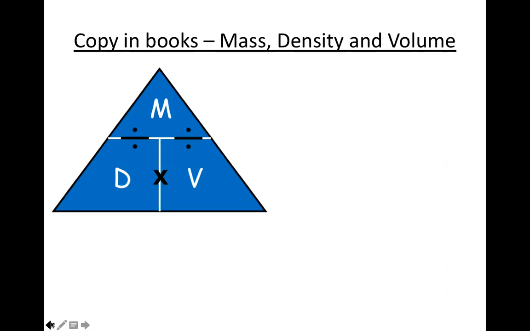So can you do one for moment now? You can do it by yourself. Let's say moment equals force times perpendicular distance, right? What you want to calculate is always at the top. So moment is at the top, and then force times perpendicular distance from pivot. That's for moment.